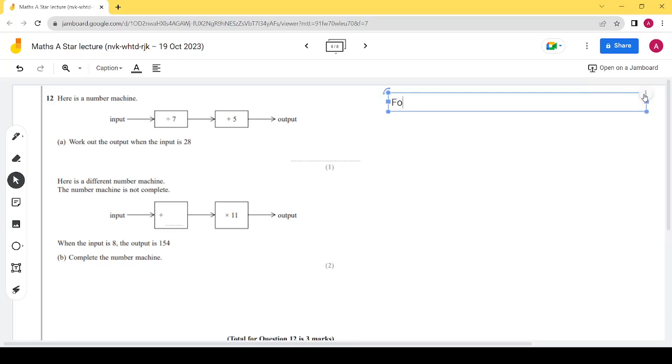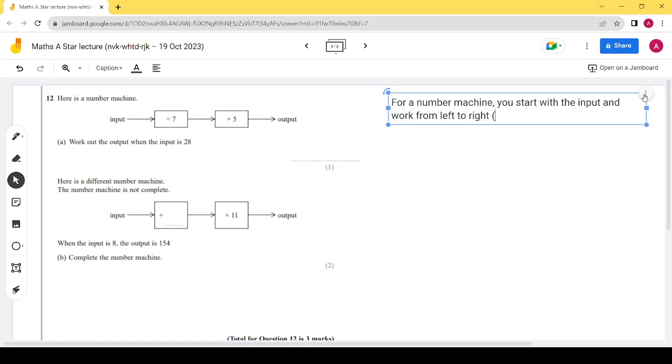so for a number machine, you start with the input and work from left to right. And so in effect, BIDMAS or BODMAS doesn't apply. You just go in the order.